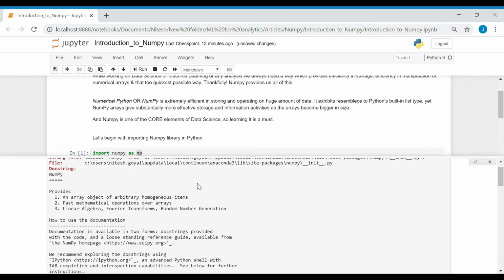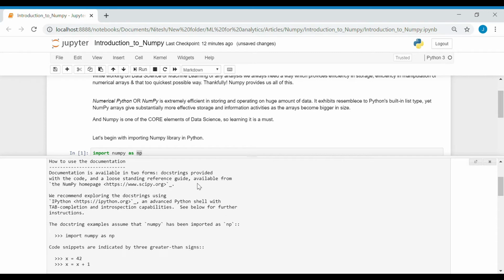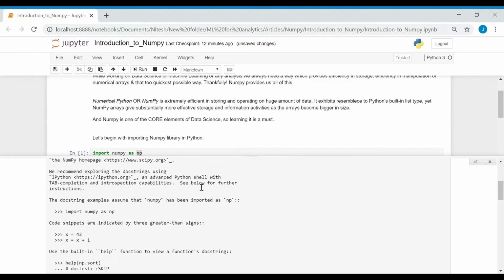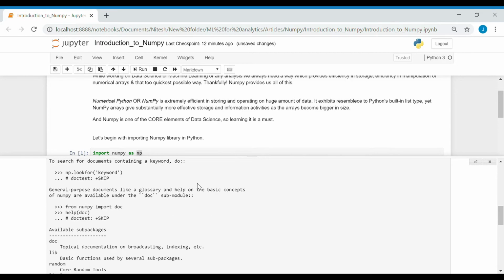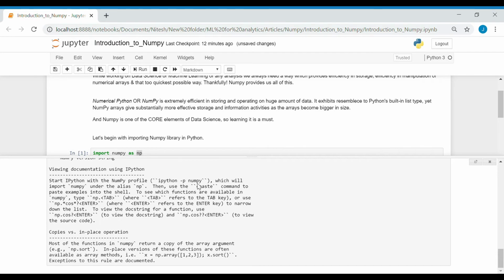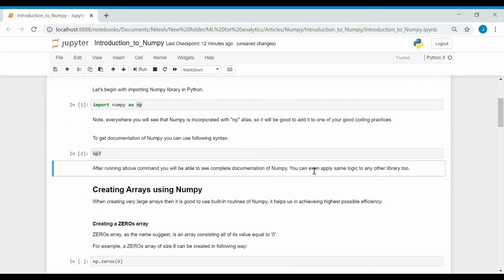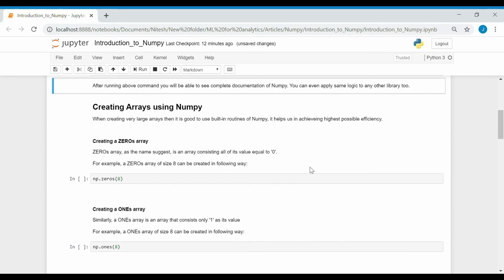It could be pandas as well. Then you can say import pandas as pd, then pd question mark. It will show you the documentation of pandas. So in this manner, whenever you need documentation, you can just go through like this. So jumping onto the arrays of NumPy, or how we can use different kinds of inbuilt functionalities of NumPy.